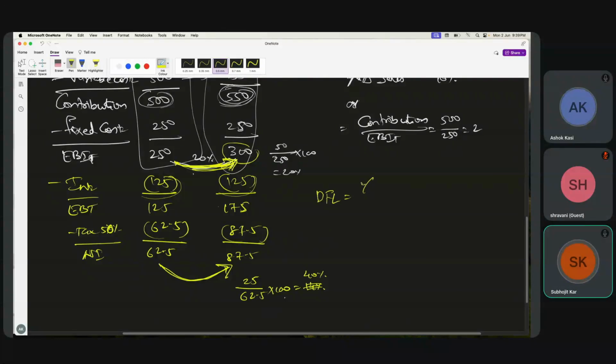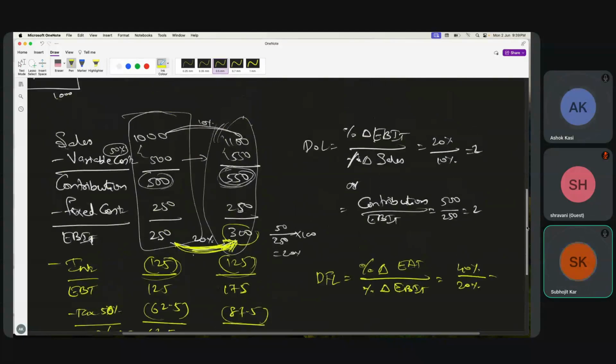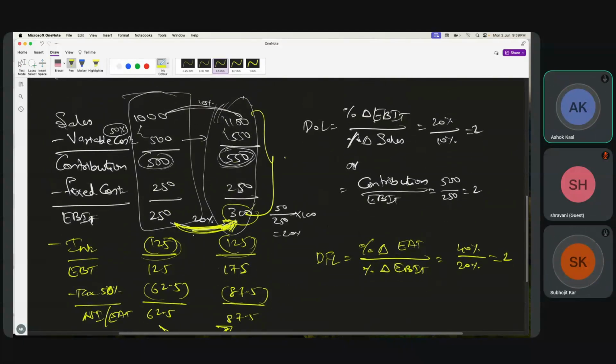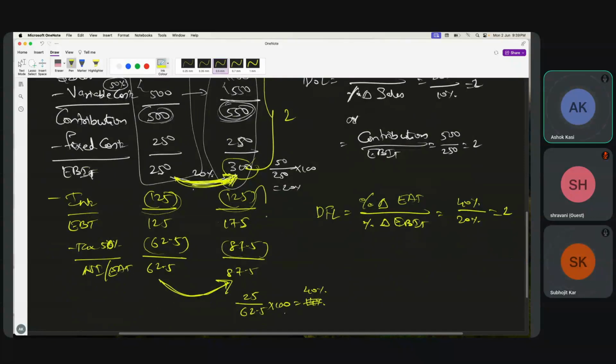The formula is percentage change in net income, earning after tax, based on percentage change in EBIT. So percentage change in earning after tax is 40 percentage, and EBIT is 20 percentage. That is equal to 2. So initially the degree of operating leverage was also 2, and now the degree of financial leverage is also 2.